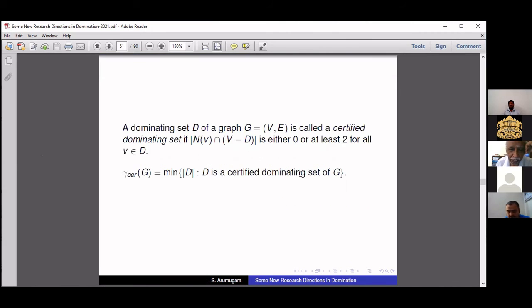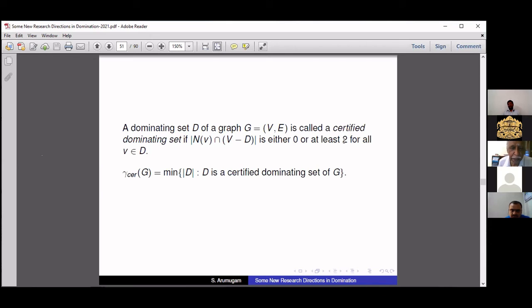Mathematically, they said a dominating set is a certified dominating set if every vertex in the dominating set has either no neighbor outside or at least two neighbors outside. It should not have exactly one neighbor outside, because if it has exactly one neighbor outside, then when the official serves that civil, there is no one to serve as a witness. That means whenever a vertex V in D dominates something outside, it should dominate at least two members. That is how this parameter was motivated by the authors. The corresponding number they called the certified domination number.